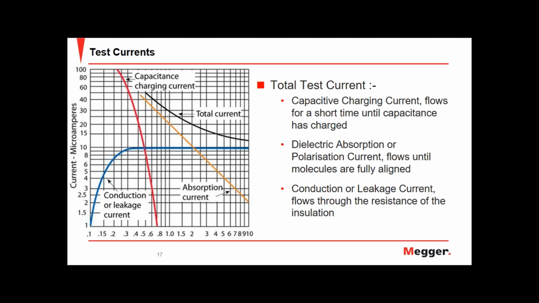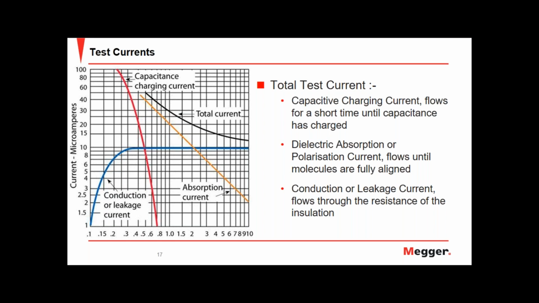What is the difference between DAR and PI in terms of usage, and when is one acceptable for different equipment, such as motors or generators? Sorry, my question kind of got a little lost there.